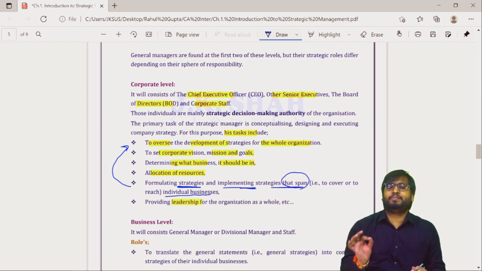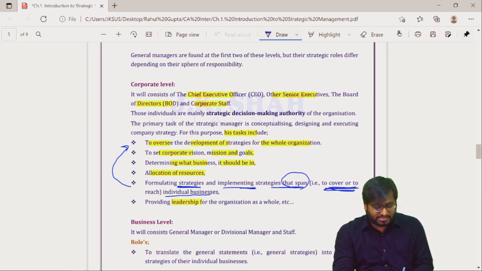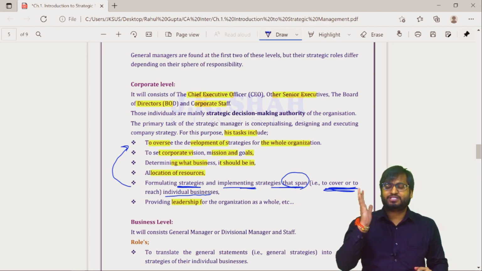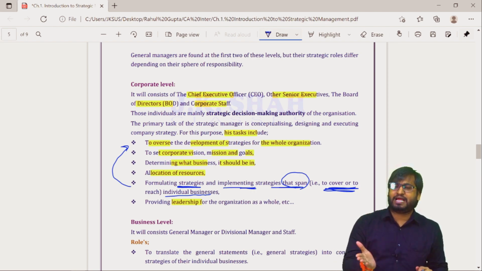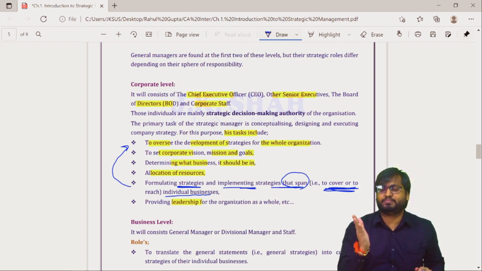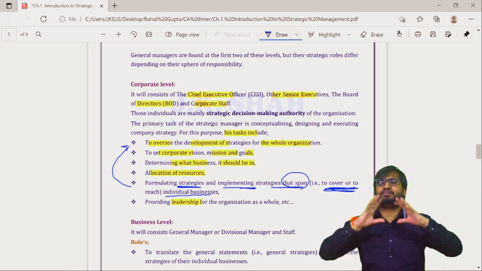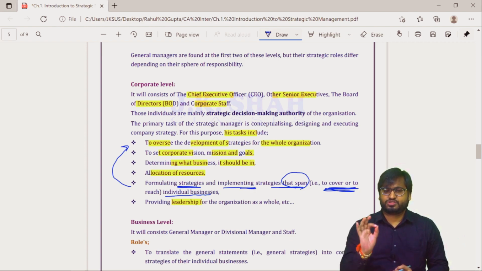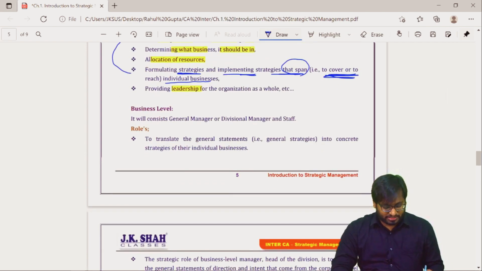What do you mean by span? That covers the entire individual businesses. So I will make such plans, I will formulate such strategies, implement such strategies that will cover the entire organization. So this was your corporate level. I hope you understood this.